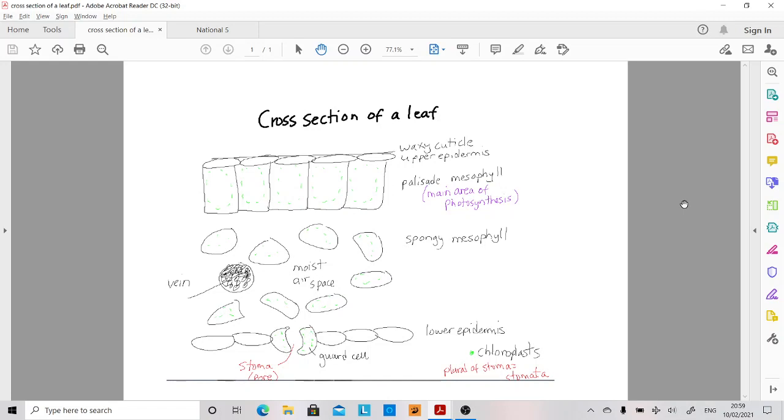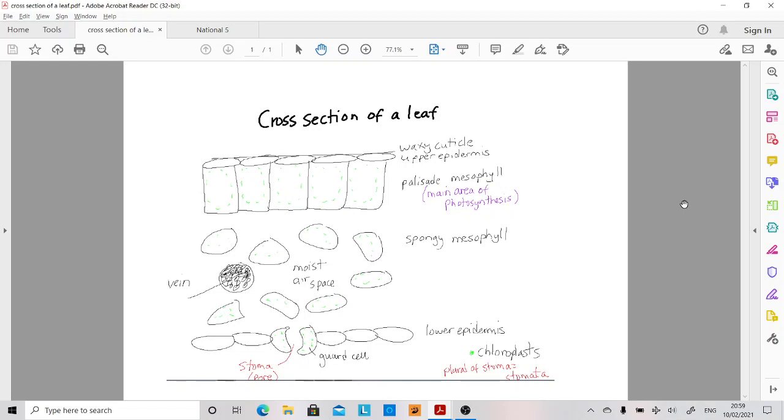A cross-section of a leaf is when you cut through a leaf thin ways and have a look at what parts you would find in there. At the top you've got the waxy cuticle, which prevents the plant from drying out. Below that you've got the upper epidermis, which is just a layer of ordinary cells that are see-through, let light through, to the palisade mesophyll.